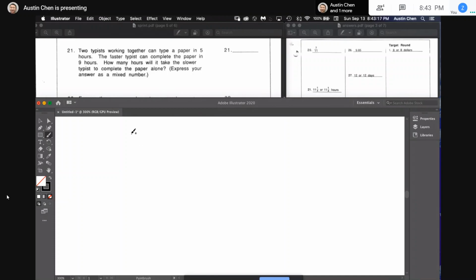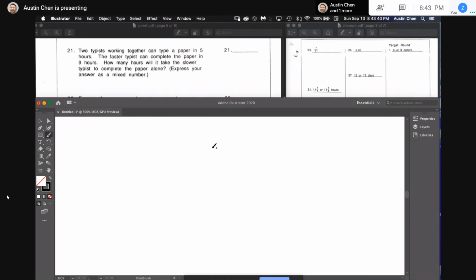Okay. So when they're working together, it takes 5 hours, and the faster one out of them completes the paper in 9 hours. And you want to know how many hours it will take the slower typist to complete the paper alone.